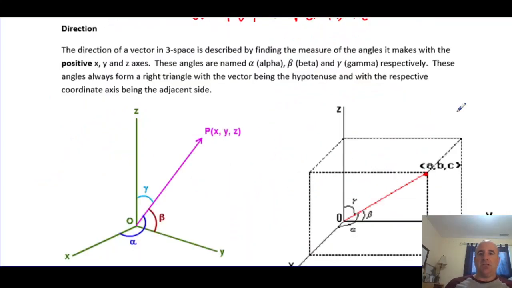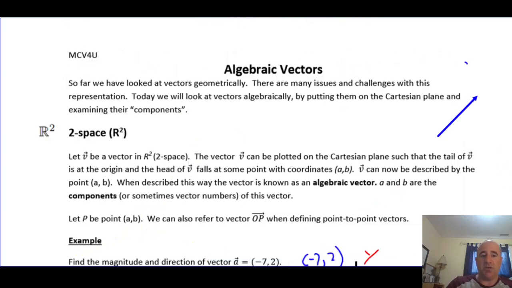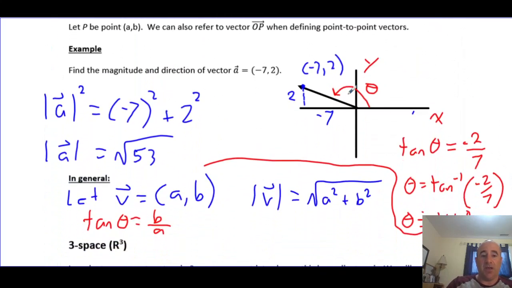Okay, let's talk about the direction of a vector in 3 space. This can be a little confusing, but don't get too worried about it. In 2 space, we gave the angle that a vector made with the positive x-axis. We could have, if we wanted to, given both angles, the angle it makes with the x-axis and the y-axis. That would have been redundant. We don't need both angles.